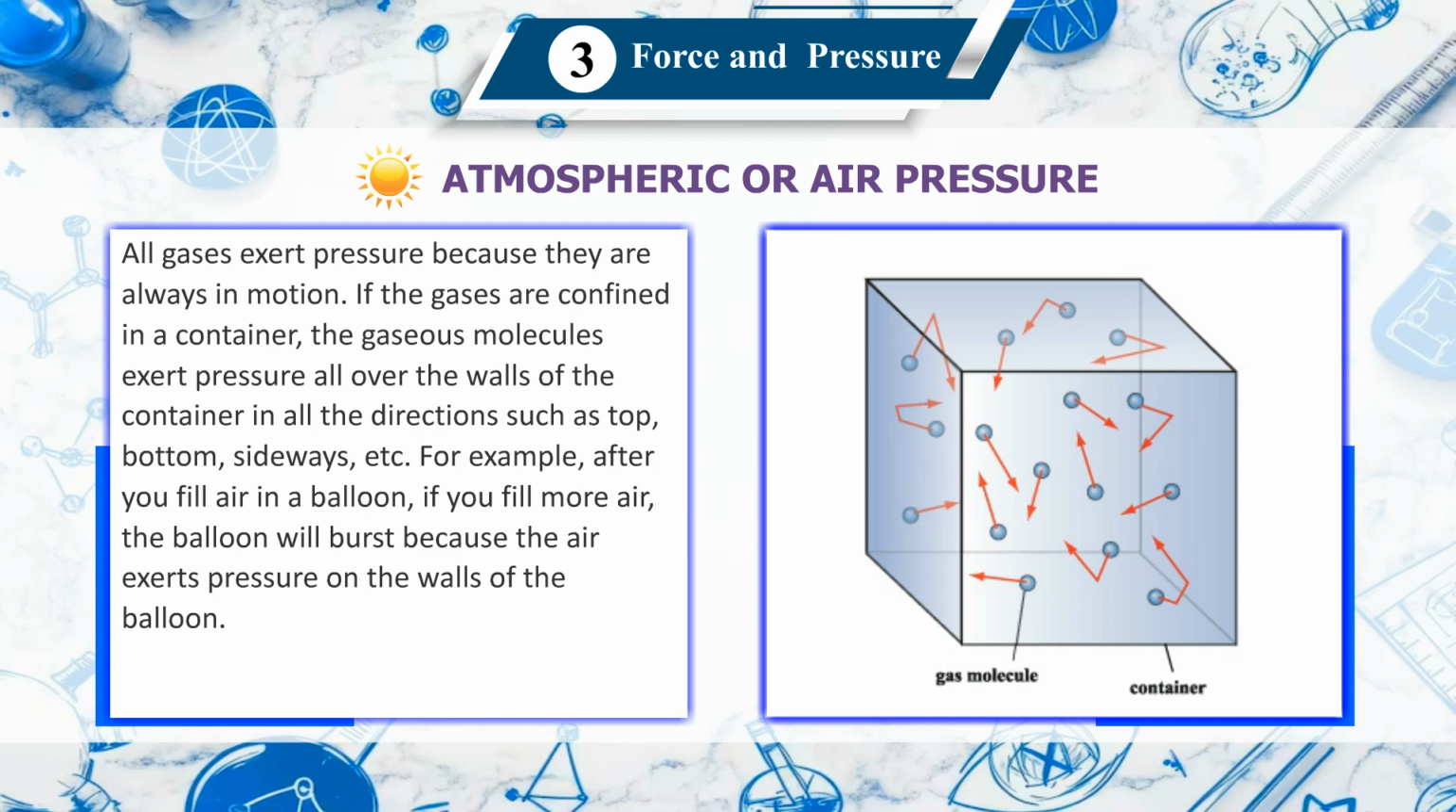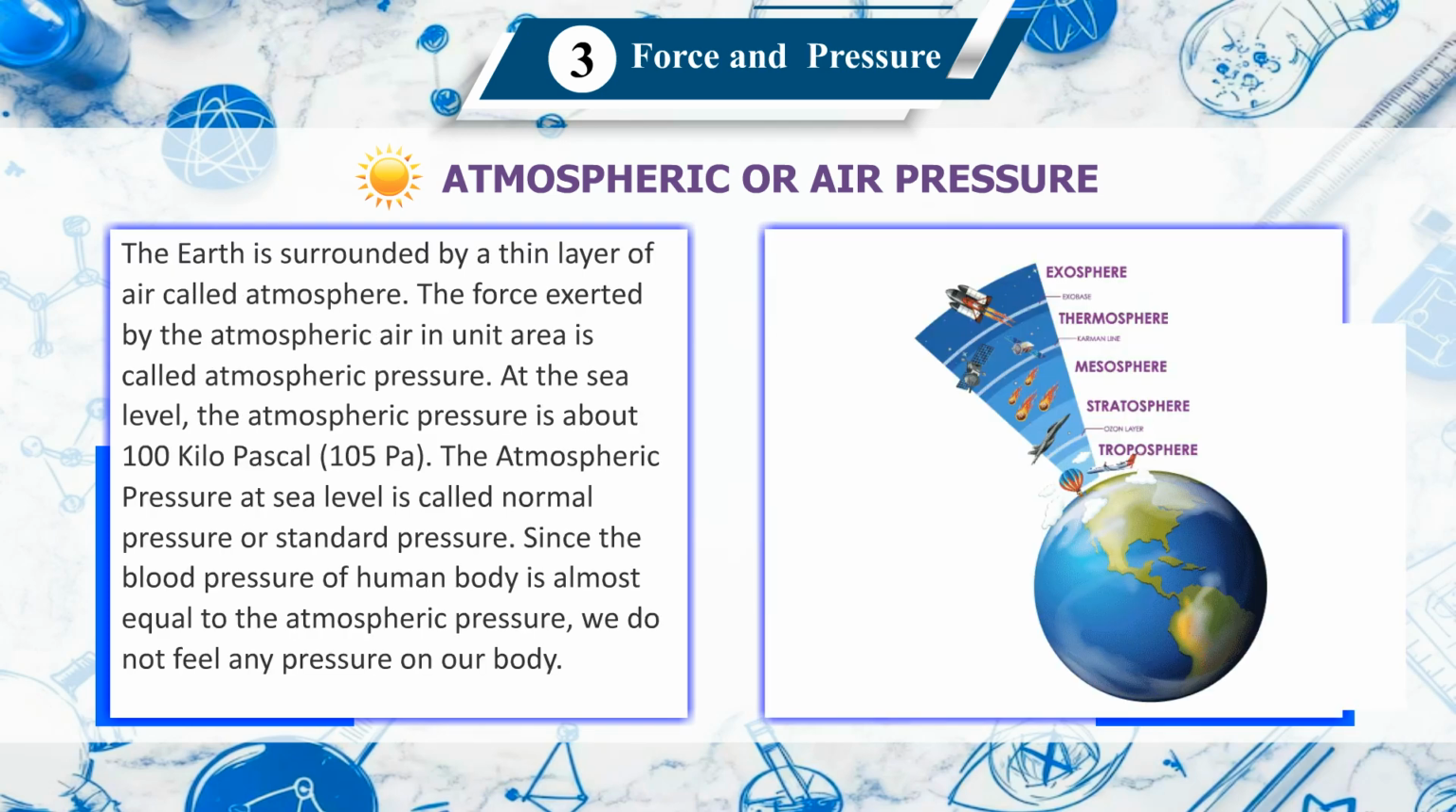For example, after you fill air in a balloon, if you fill more air, the balloon will burst because the air exerts pressure on the walls of the balloon. The earth is surrounded by a thin layer of air called atmosphere. The force exerted by the atmospheric air in unit area is called atmospheric pressure.